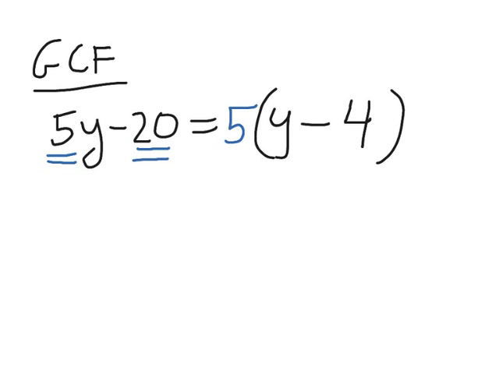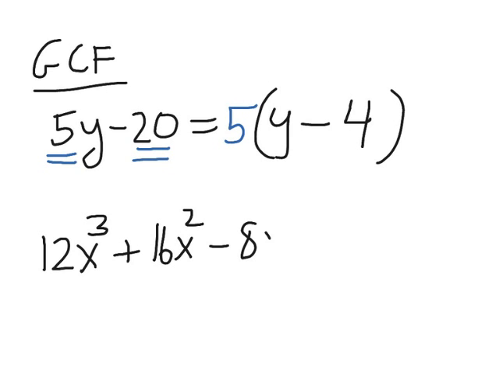Let's do one that's a little more complicated. 12x cubed plus 16x squared minus 8x. Alright, what I have to do this time is I have to look at the numbers. So I see a 12, a 16, and an 8. 12 and 16 and 8 all have a 4 in common. And then I also need to look at the letters. I've got an x cubed, an x squared, and an x. They all have x in common. So there's my greatest common factor.